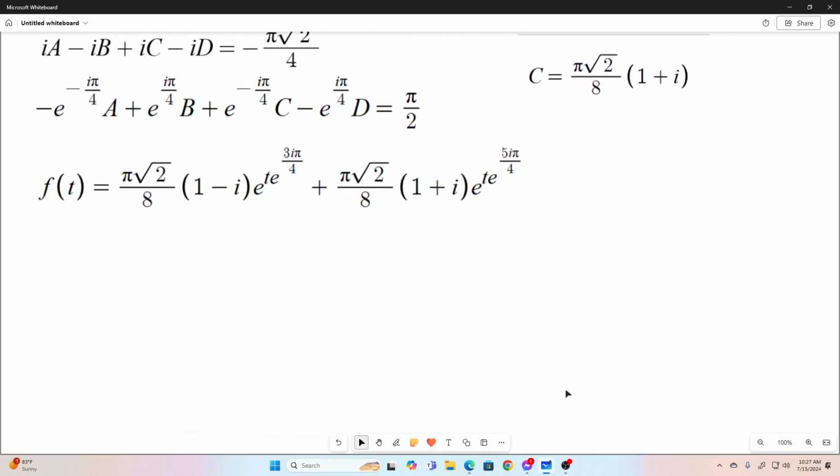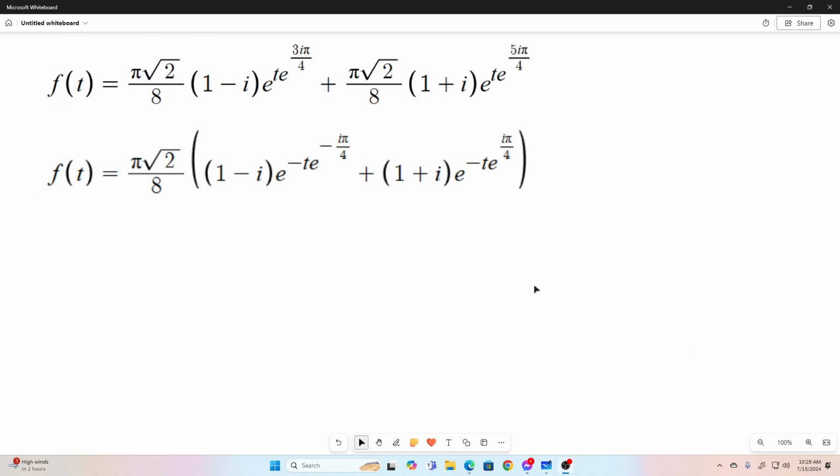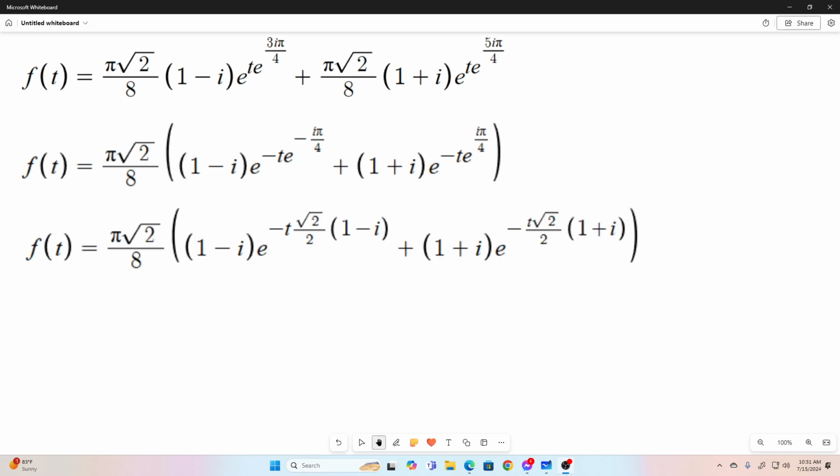So we're going to do a little bit more work to refine this equation. To start, all we'll do is factor out a pi square root of 2 over 8, shown right here. Next, we converted this e to the negative i pi over 4 into its rectangular form, which is square root of 2 over 2 times 1 minus i. Likewise, we did it with this one also. e to the i pi over 4 is equal to square root of 2 over 2 times 1 plus i.